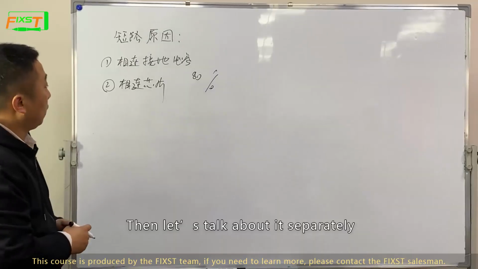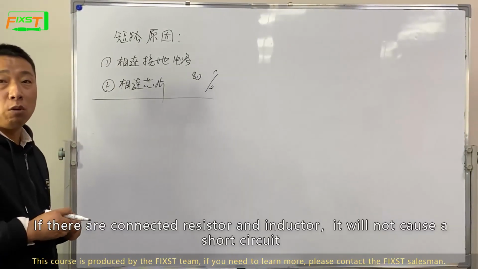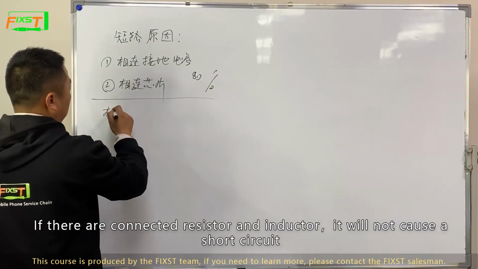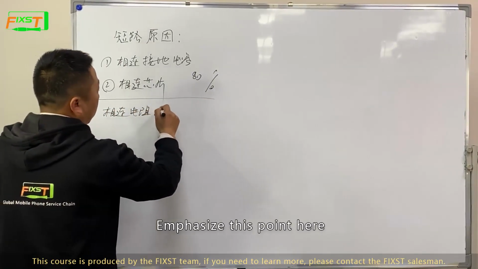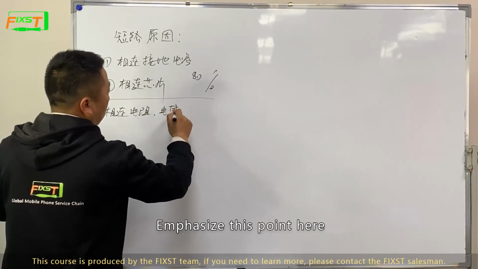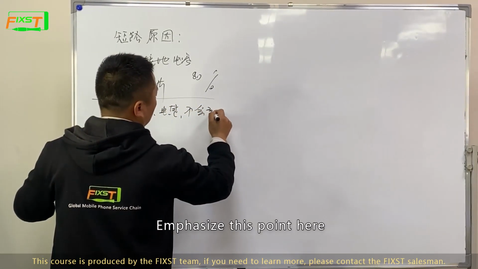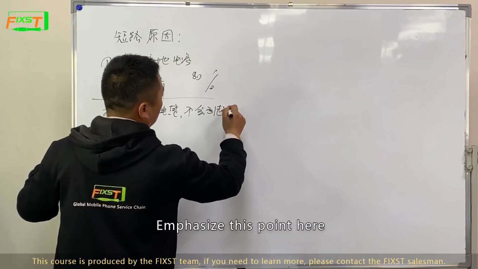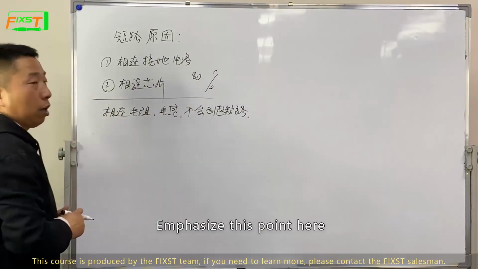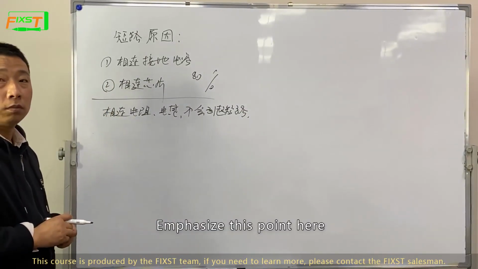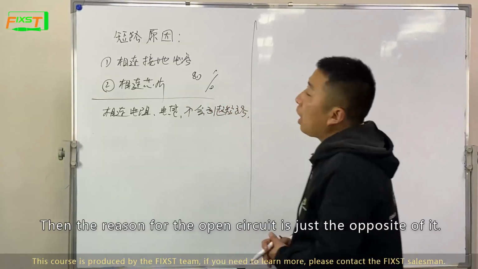Then let's talk about it separately. If there are resistors and inductors, they will not cause a short circuit. Emphasize the point here. Then the reason for the open circuit is just the opposite of it.